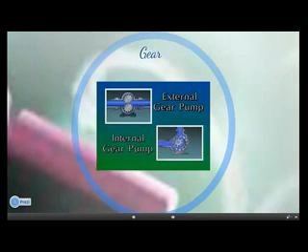Two other types of rotary pumps use gears to move fluid. One is an external gear pump, and the other is an internal gear pump.